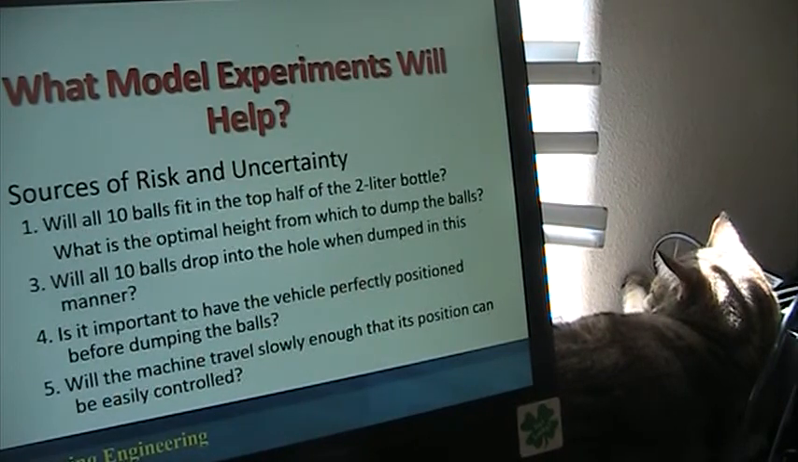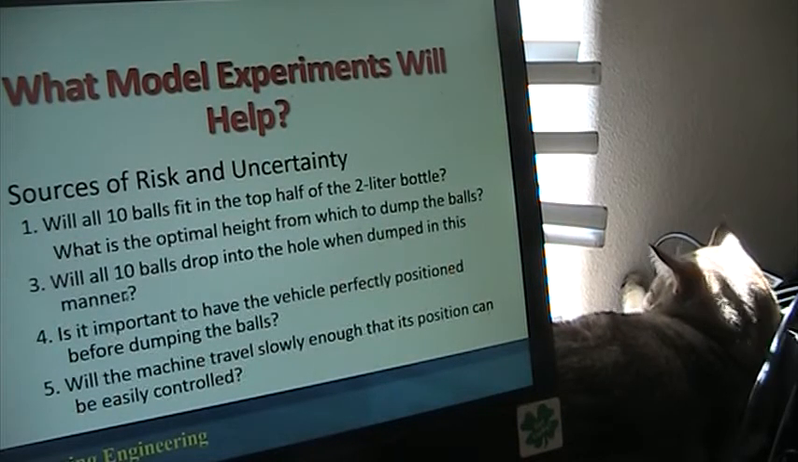All right. So what experiments will help? Anytime there's a risk that it won't work or uncertainty about whether it will work. So in the case of the dueling duffers, they want to know, will all 10 balls fit in the top half of the 2-liter bottle? Okay. On top of that, they ask, what is our optimum height to dump the balls? Will all 10 balls drop into the hole when dumped in this manner?